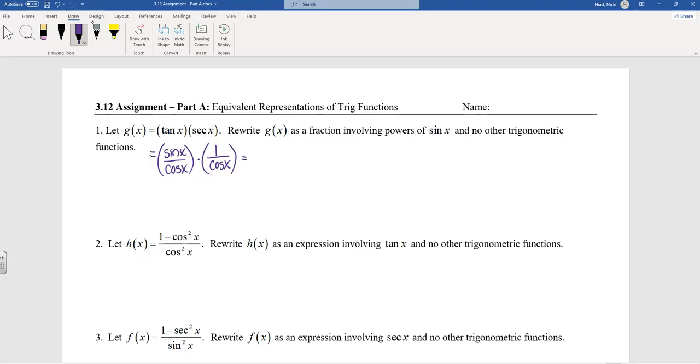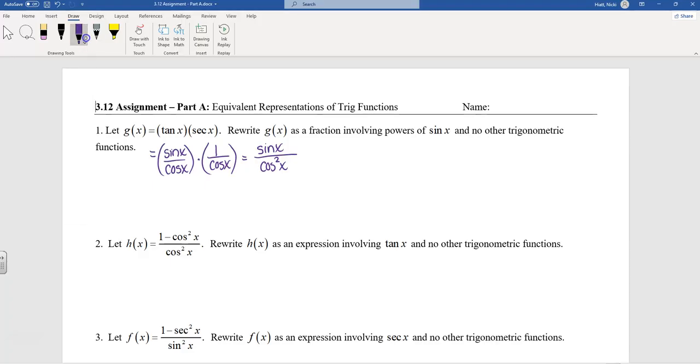So multiply straight across. I will get sine x on the top. What do I get when I multiply cosine x times cosine x? Cosine squared x. Now, the question told me to write g of x as a fraction involving powers of sine x and no other trig functions. Now, does anything cancel right here? No. So that cosine squared is not just going away because I can cancel it out right here.